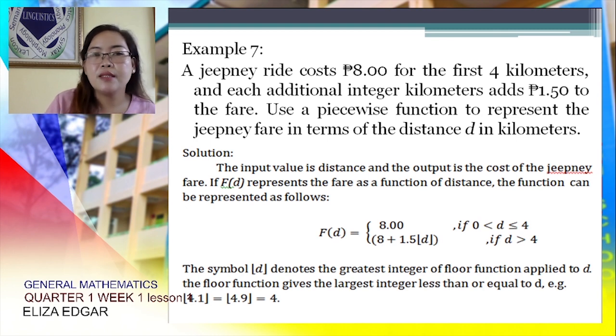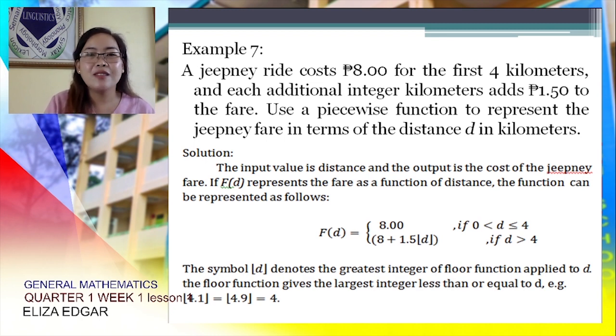Another example is when we ride a jeepney. A jeepney ride costs 8 pesos for the first 4 kilometers, and each additional integer kilometer adds 1.50 pesos to the fare. Use the piecewise function to represent the jeepney fare in terms of the distance d in kilometers. The input value is distance and the output is the cost of the jeepney fare. If f of d represents the fare as a function of distance, the function can be represented as follows.